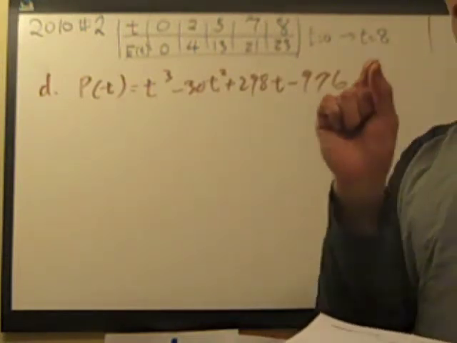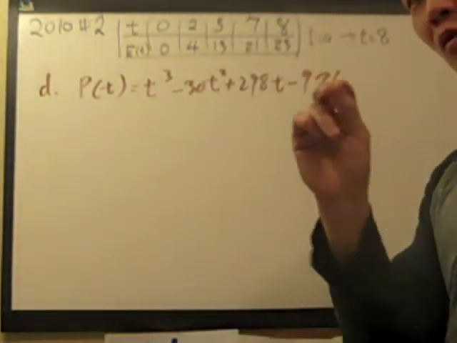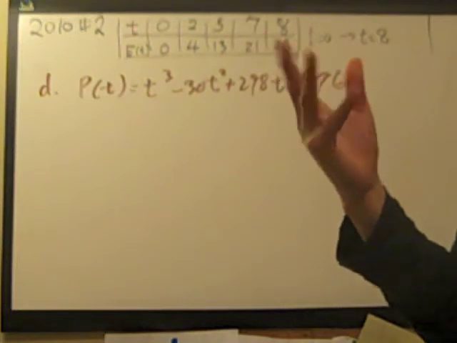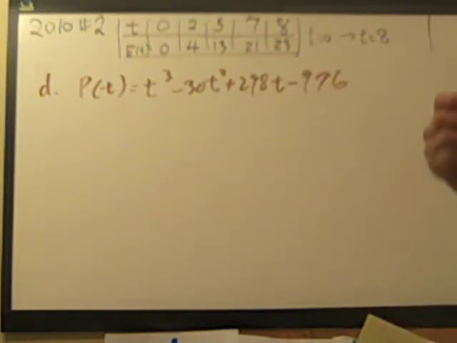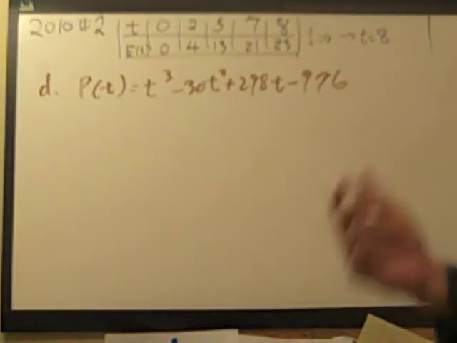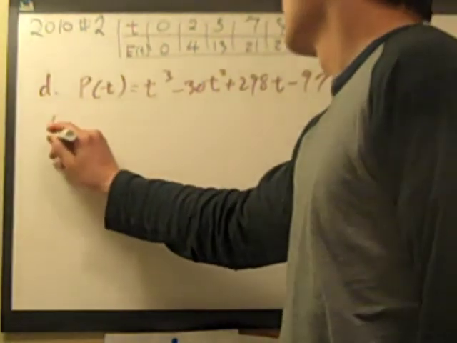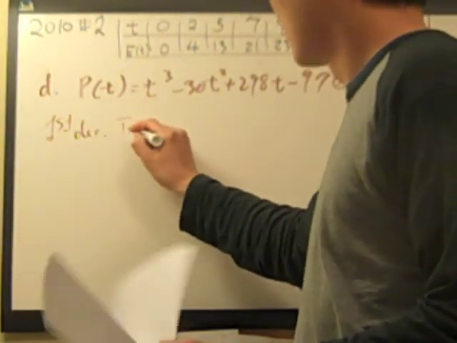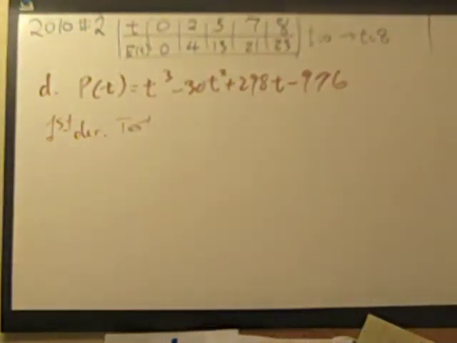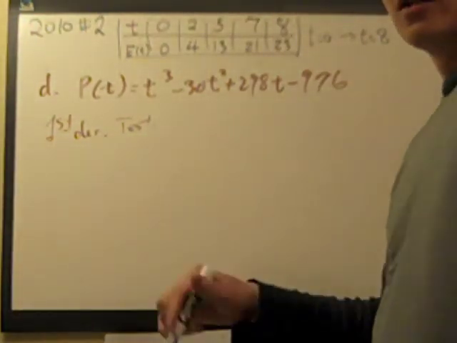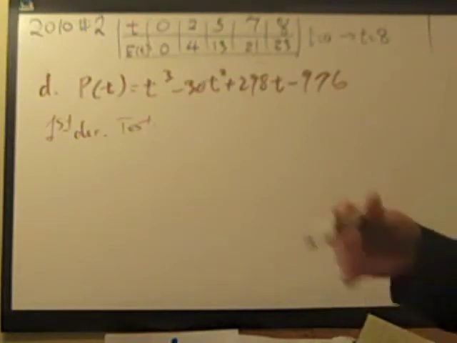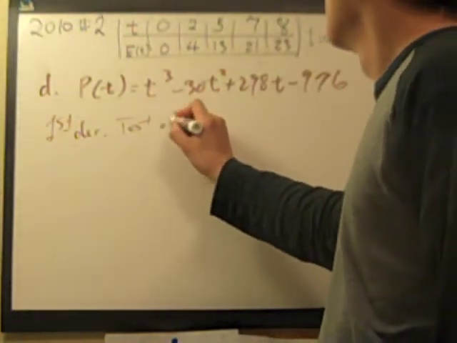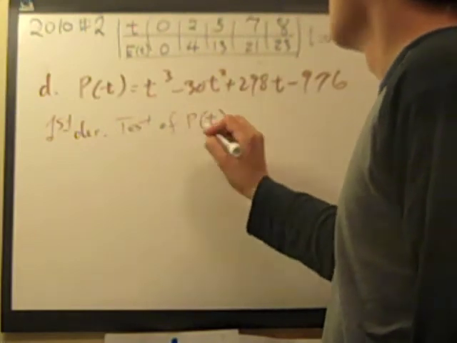Now when you hear the word quickly or most quickly, the term most, in calculus we think of extrema, we think of maximum, and we immediately think of the first derivative test. So we're talking about the first derivative test of what? Of the rate, or the fastest rate. So we have to do the first derivative test of P of T.